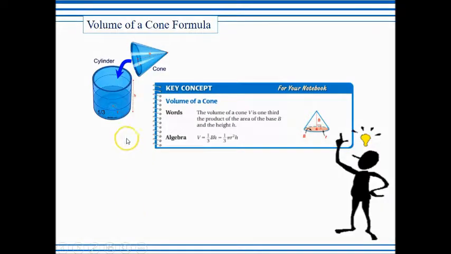Okay, so we just learned that the formula for the volume of the cylinder is related to the formula for the volume of the cone. It takes 3 cones to fill up a cylinder that has the same base and the same height. So the volume formula for a cone is 1/3 of the area of the base times the height, or 1/3 pi times r squared times the height of the cone.